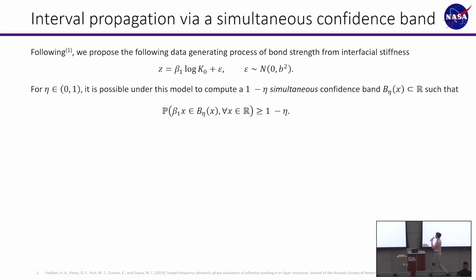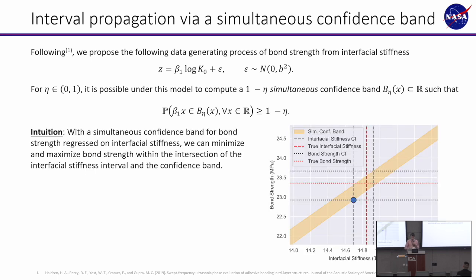Okay, so just to briefly talk about how this interval propagation idea works. We're starting with another data generating process. So this comes actually right from the Haldren et al. paper. They posited, and I think empirically kind of verified, that a linear assumption is not bad when regressing bond strength onto interfacial stiffness. So we're going to proceed using that assumption.